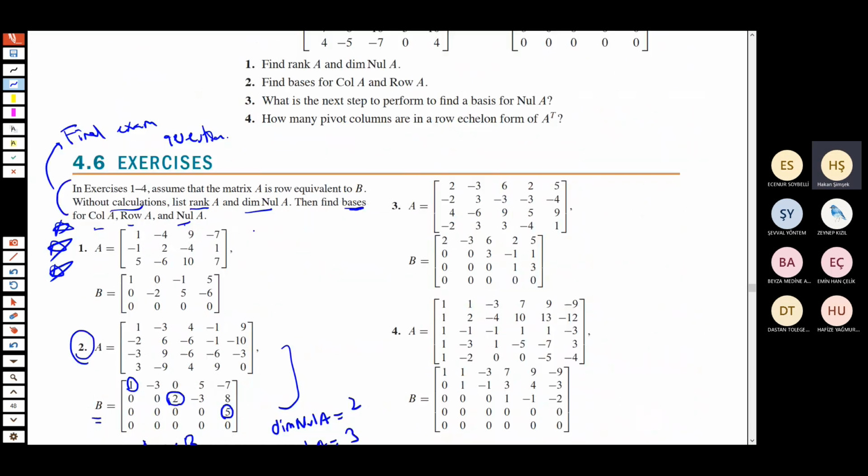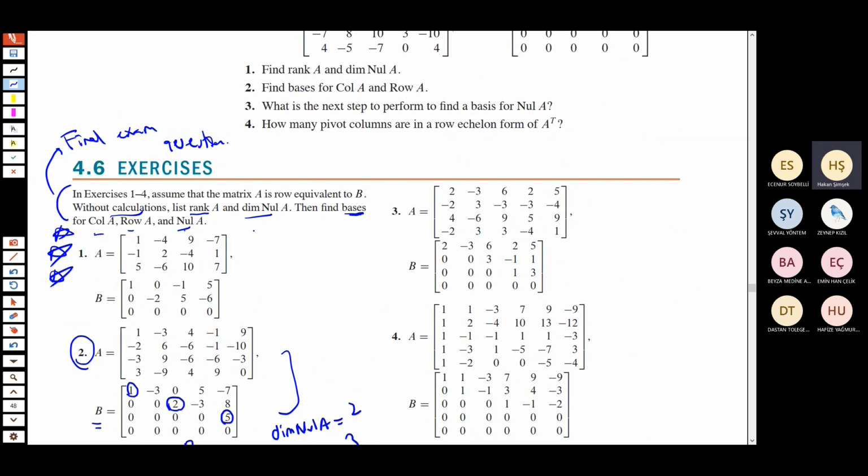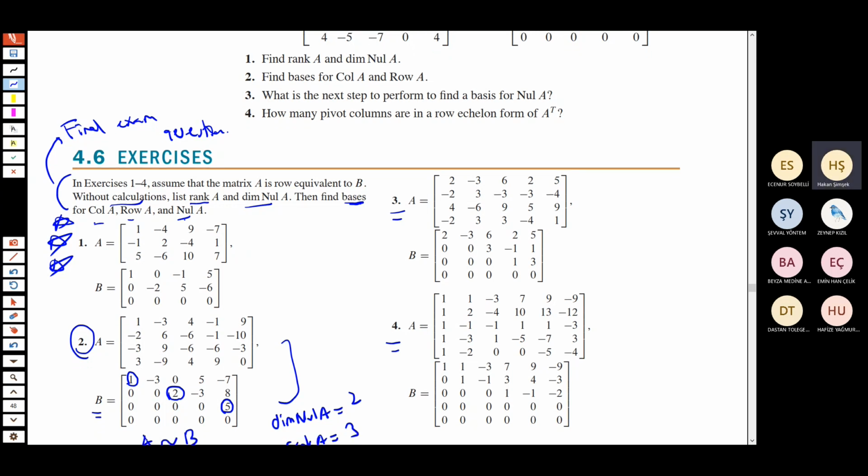For the next question, because the others are similar here, please discuss together yourselves. Question 3, question 4 maybe. I can ask one of them in the final.